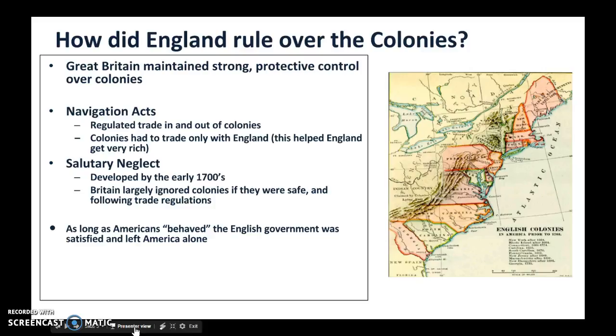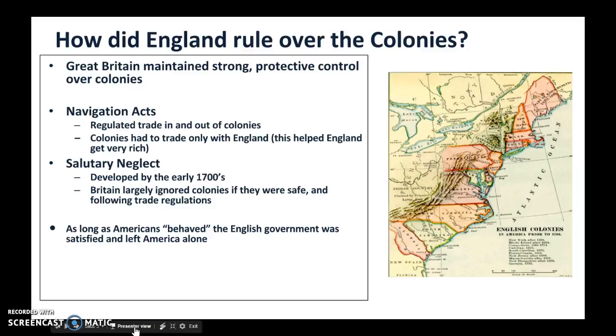The main way that England shaped how it governed the colonies was through these laws called the Navigation Acts. And the Navigation Acts regulated trade going into and out of the colonies. The main rule of the Navigation Act was that the colonies could only trade with England. They could not trade with France, they could not trade with other countries in Europe, they could not trade with Asia, they could not trade with Africa. If they wanted to trade with those other countries, they had to do it through England. So essentially everything is going into and out of and through England, if you're talking about trade in the colonies.